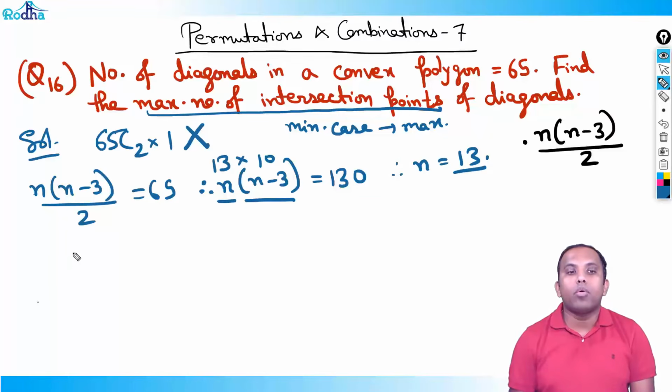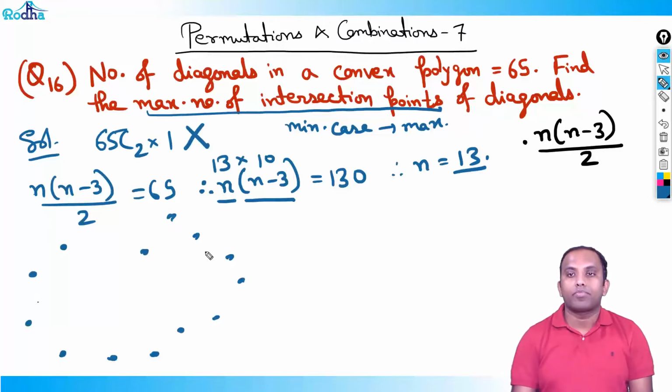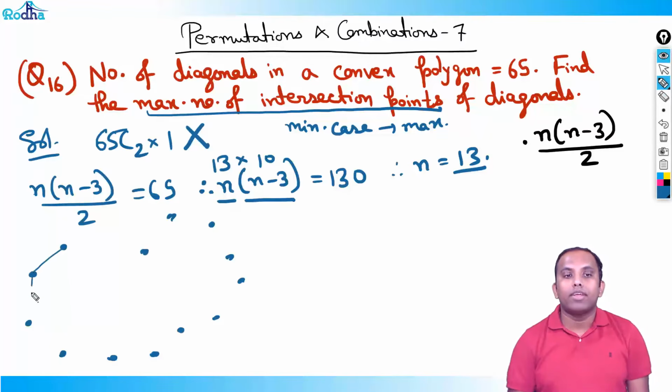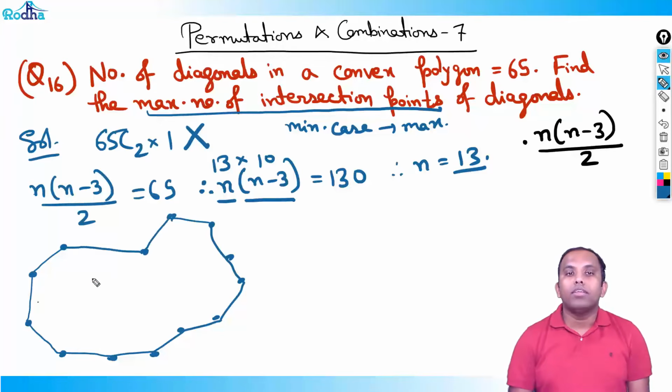That means it is a 13 point polygon. Like this, a 13 point polygon. 1, 2, 3, 4, 5, 6, 7, 8, 9, 10, 11, 12, 13. So it's a 13 sided polygon, 13 points, right? We don't need to draw it, just for the sake of understanding, I've drawn this 13 point polygon. This will give you a 13 sided polygon, like this. So in this 13 sided polygon, there are how many diagonals? There are 65 diagonals, right?